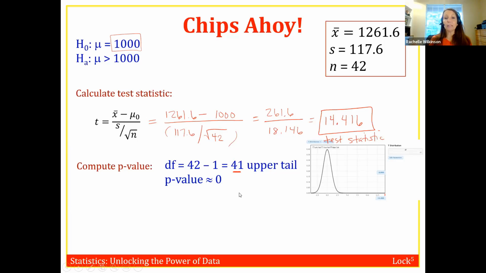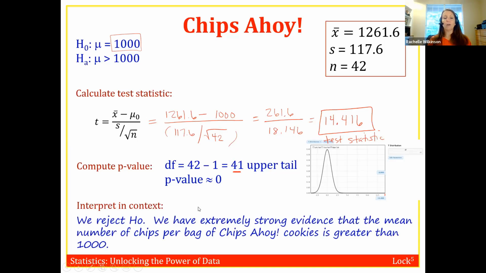If my p-value is 0, which is really, really low, and we know that when p is low, then H0 must go, right? So when we're writing our conclusion, we would say we reject the null hypothesis. We have super strong evidence that the mean number of chips per bag of Chips Ahoy cookies is greater than 1,000.